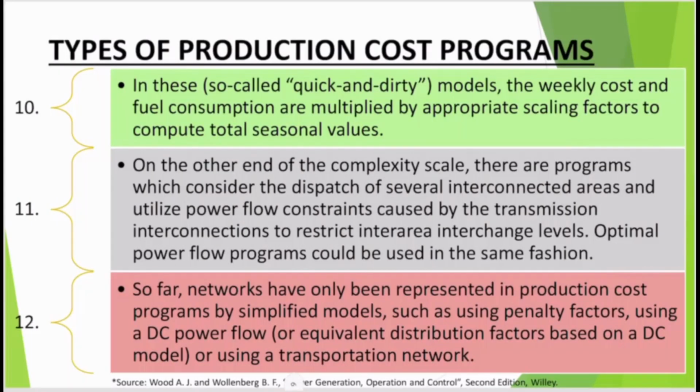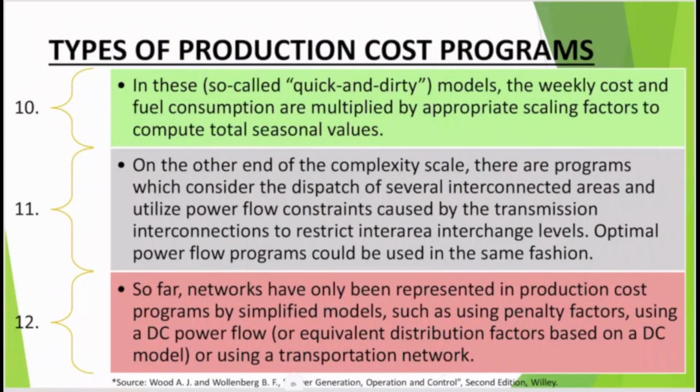Optimal power flow programs could be used in the same fashion. Now the problem, you see, we started with a very simple load dispatch without losses, with losses, unit commitment, and then we thought of power production cost programs, algorithms, models, load variations, outage variations, anything. But now we are making the problem quite complicated, even by considering inter-area power exchanges, optimal power flow, losses, transmission exchanges, many more. So far, networks have only been represented in production cost programs by very, very simplified models, such as using penalty factors, as we have discussed.